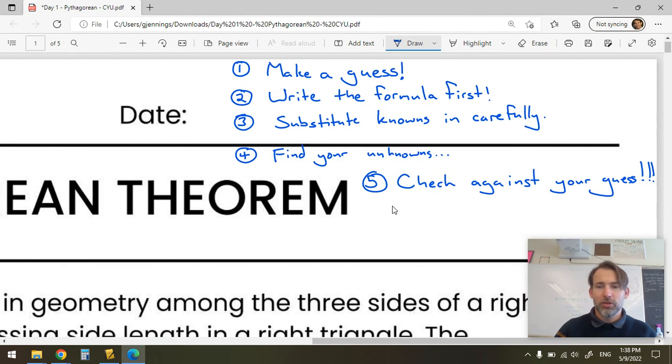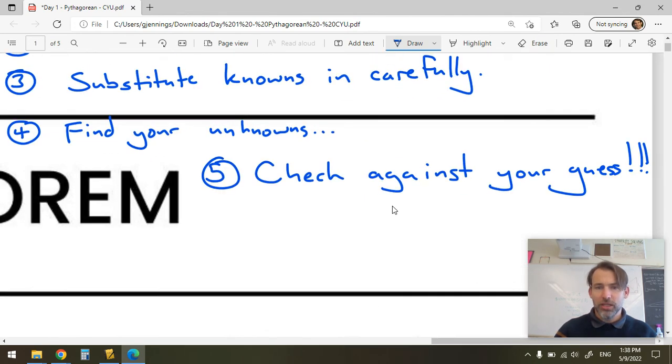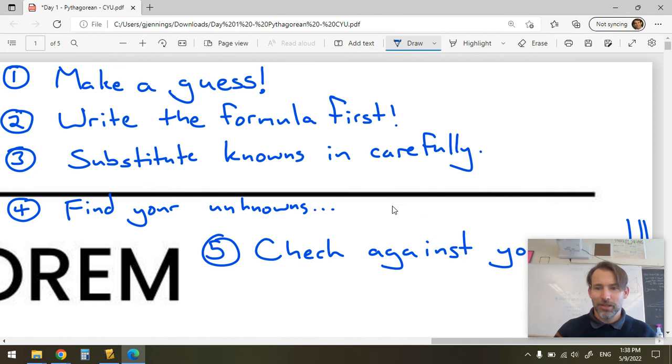You're not just going to crunch your numbers, get your calculator to output a number, and then say, there it is. What I want you to do first with every question is to start by making a guess. You're going to look at the diagram, and it's going to ask you, how long is this side? Well, guess. And then the next step is to write down your formula that you're going to be using. Today, that's a squared plus b squared equals c squared.